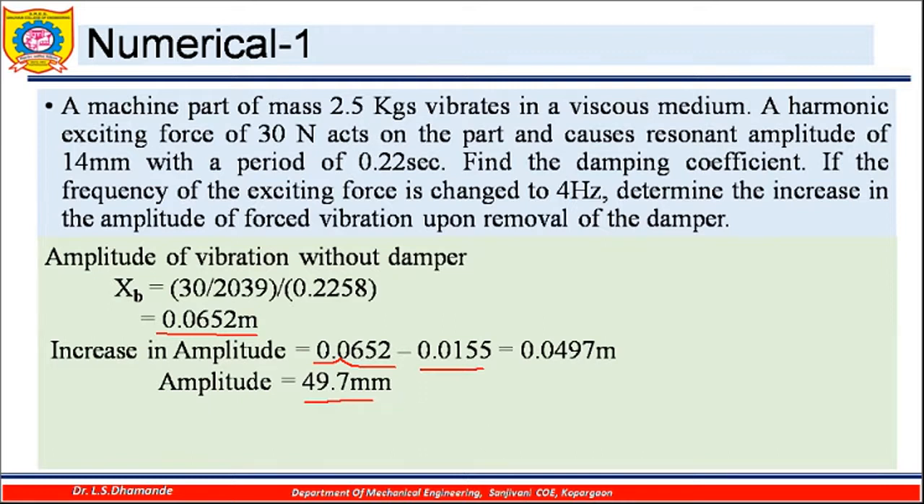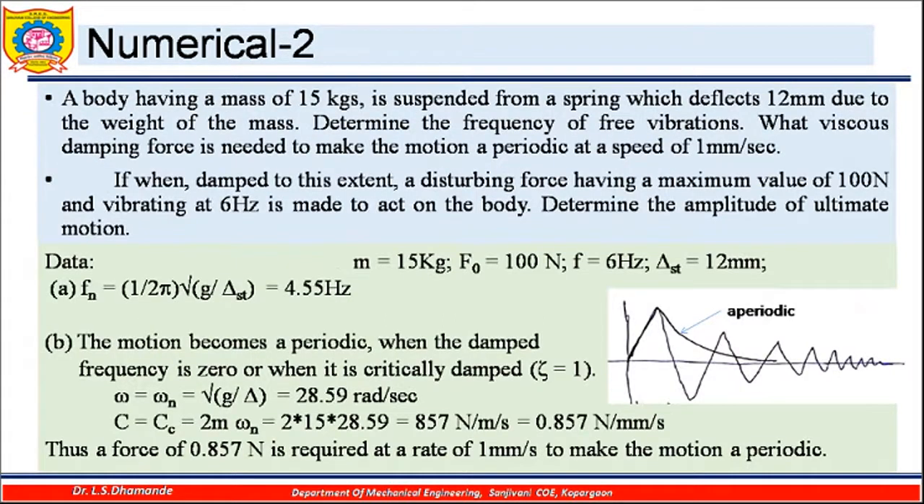Now we will see one more numerical. In this case, the data specified is like this. A body having a mass of 15 kg is suspended from a spring which deflects 12 mm due to the weight of the mass.